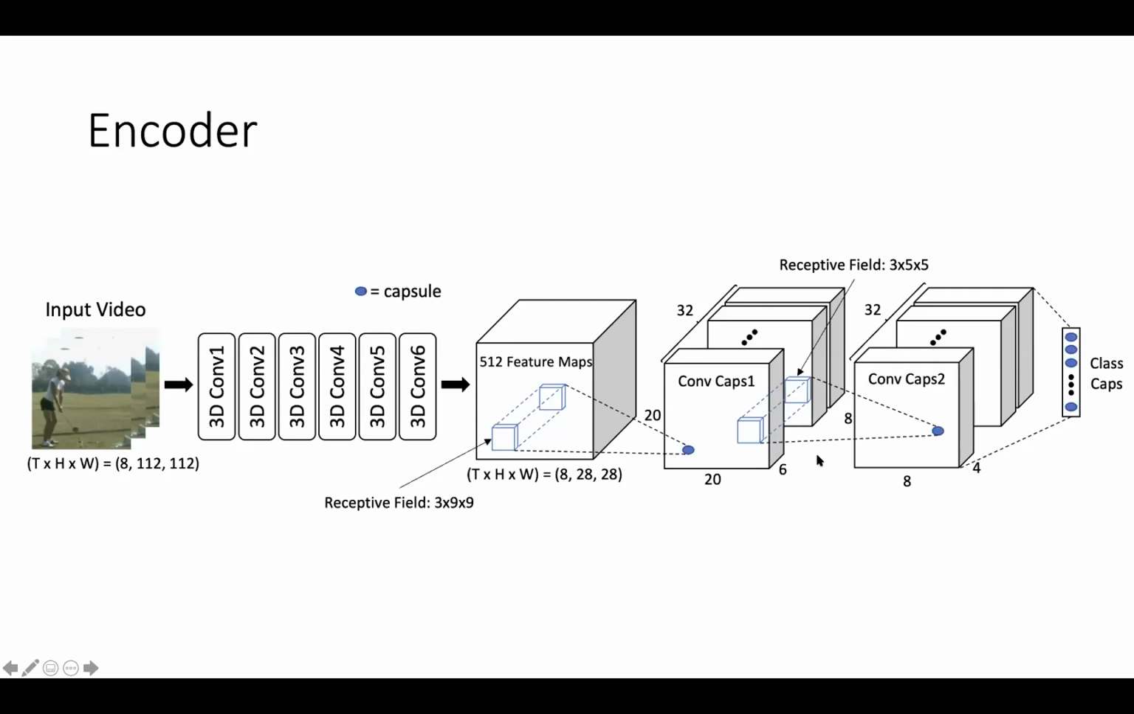Then we have the convolutional capsule routing layer with the capsule pooling to generate our second conv caps layer. This is followed by another routing layer, but this is a fully connected routing layer to obtain the class capsules. Here we have one class capsule for each of the corresponding ground truth classes. So if there are 24 classes, there will be 24 class capsules.